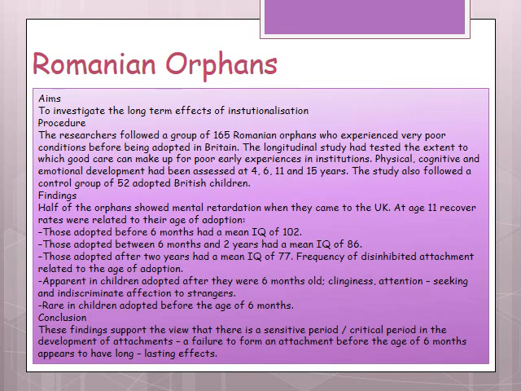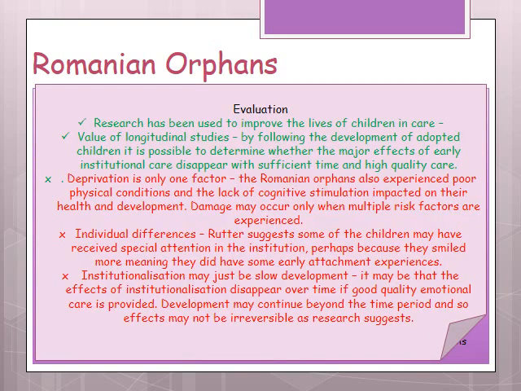If you are deprived of forming that attachment, so you have that privation before the age of 6 months, there are long-lasting effects. The research has been used to improve the lives of children in care, in particular the Romanian orphans, so it's been used to inform care homes and foster homes for children. It is a longitudinal study, which increases the internal validity of the findings. It's unlikely that there are going to be any individual differences between the participants because it is the same child being assessed at different stages, so we can see the long-term effects.